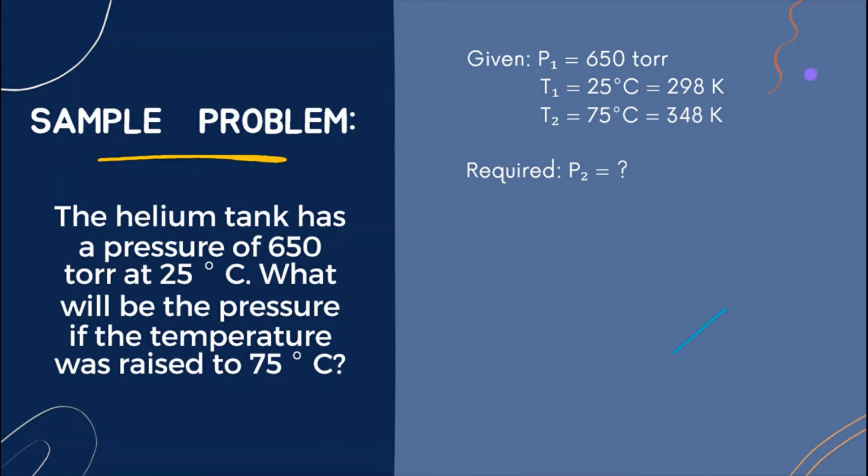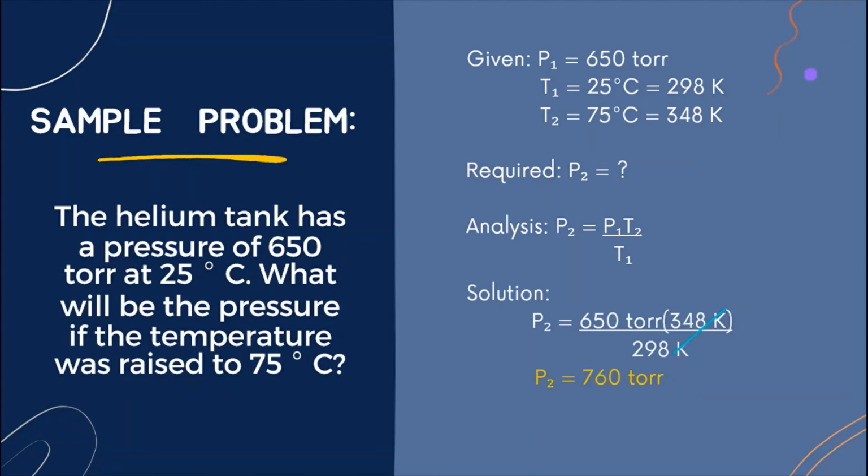Required: the final pressure. Analysis: final pressure is equal to initial pressure multiplied by the final temperature divided by the initial temperature. Solution: 650 torr multiplied by 348 Kelvin divided by 298 Kelvin is equal to 760 torr.